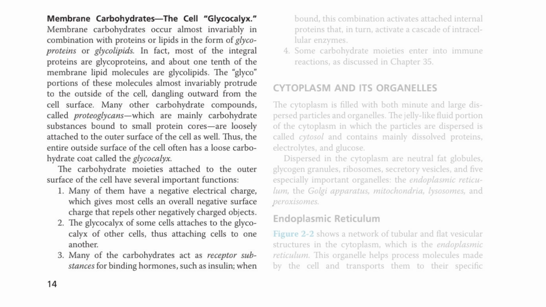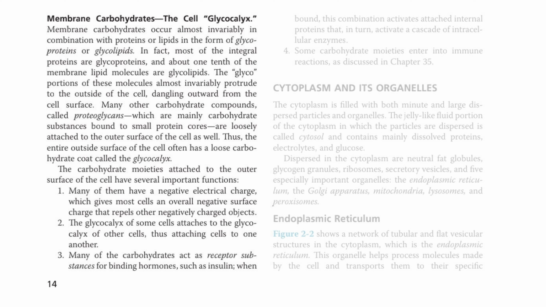Membrane carbohydrates: the cell glycocalyx. Membrane carbohydrates occur almost invariably in combination with proteins or lipids in the form of glycoproteins or glycolipids. In fact, most of the integral proteins are glycoproteins, and about 1/10 of the membrane lipid molecules are glycolipids. The glyco portions of these molecules almost invariably protrude to the outside of the cell, dangling outward from the cell surface. Many other carbohydrate compounds, called proteoglycans, which are mainly carbohydrate substances bound to small protein cores, are loosely attached to the outer surface of the cell as well. Thus, the entire outside surface of the cell often has a loose carbohydrate coat called the glycocalyx.